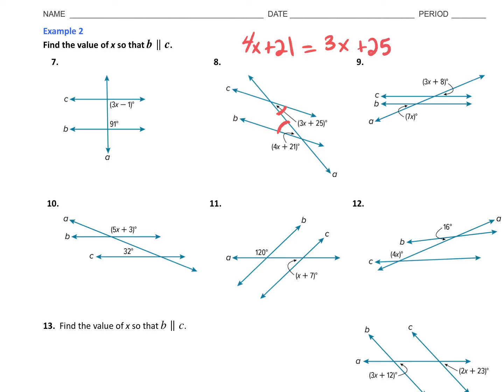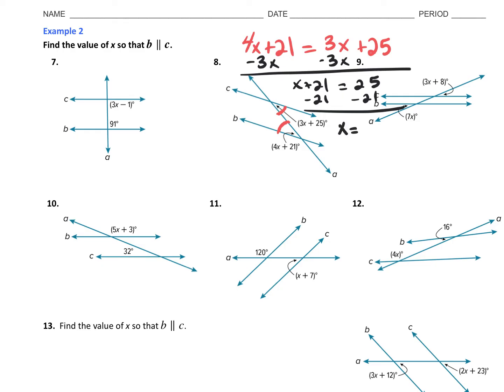And then we would obviously solve for x. I'm going to subtract 3x, which would give me x plus 21 equals 25. And then subtract 21 from both sides. And I get 4. Now, in this particular case, it's just asking for the value of x. So we are finished at x equals 4.